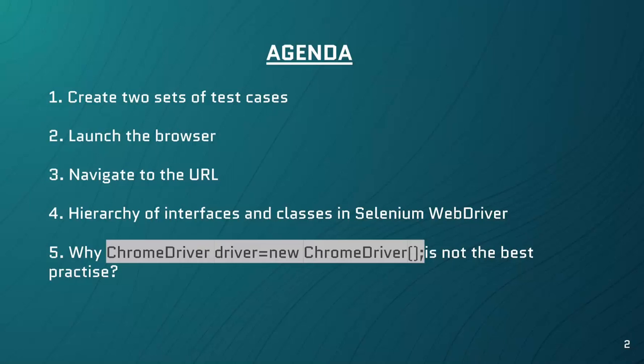So today we are going to understand many topics. First, we are going to create two sets of test cases. We will learn how to launch the browser. Next, we will learn how to navigate to a particular URL. We will understand the hierarchy of the interfaces and the classes in the Selenium WebDriver. Also, we will understand a particular command, that is ChromeDriver = new ChromeDriver, and why it is not called the best practice. Okay, so let's get started.